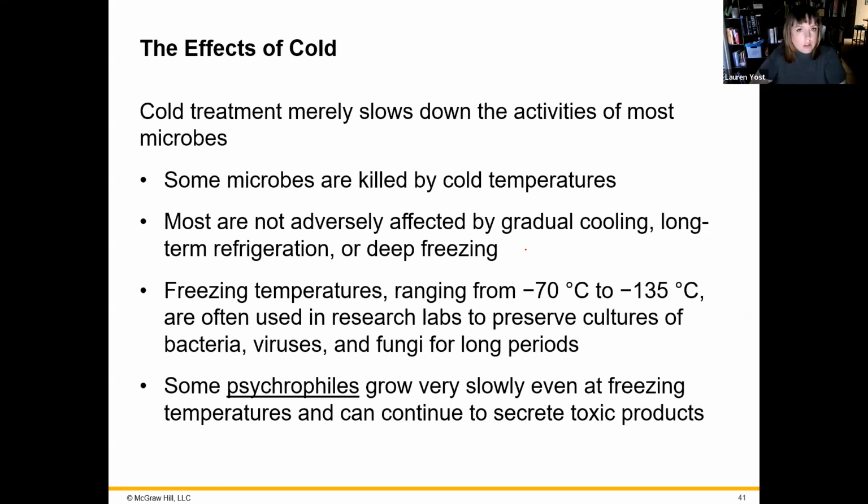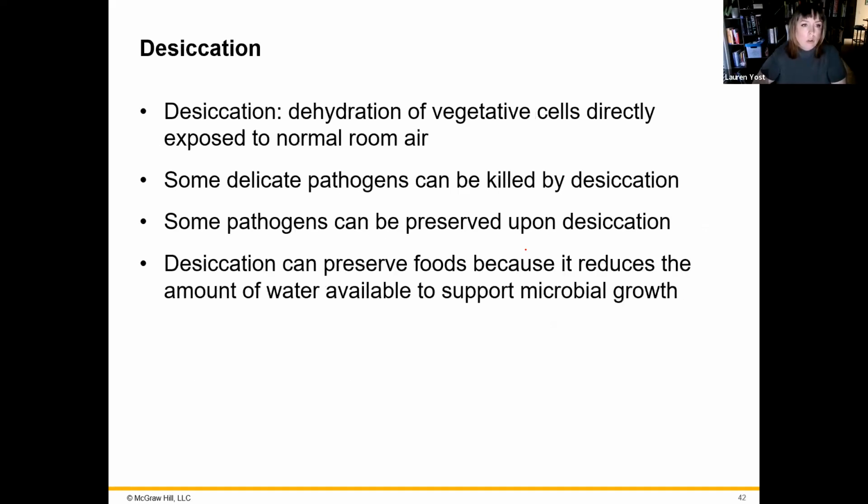So psychrophiles are organisms that, remember, can grow at freezing temperature. So they can also continue to secrete their products, which can be toxic at those temperatures as well. So just keep that in mind, and not everything is safe in the cold.